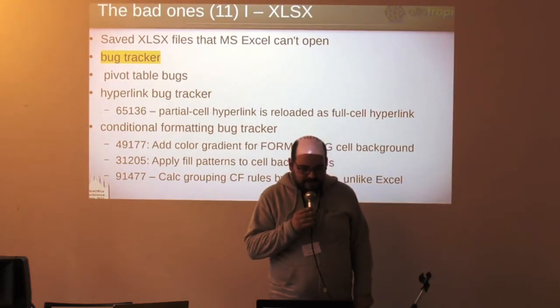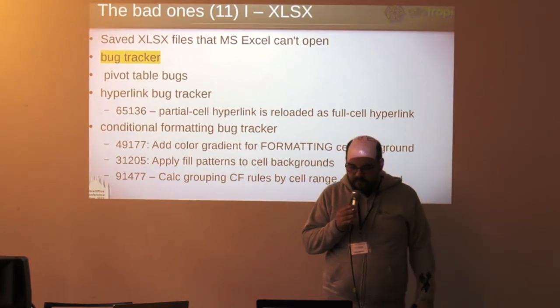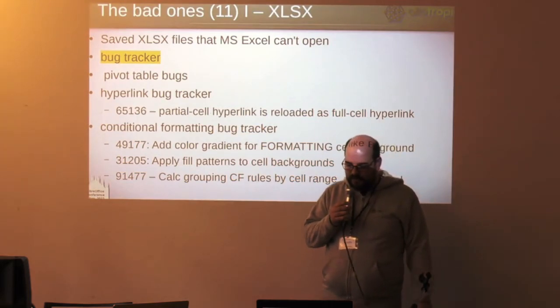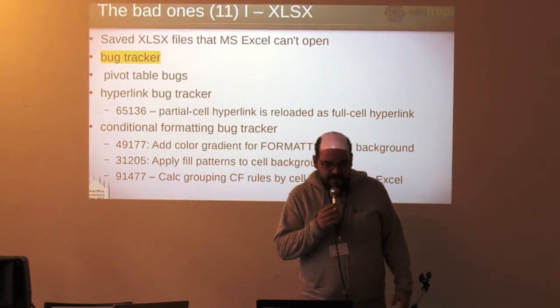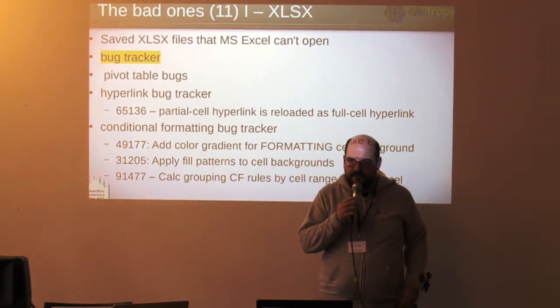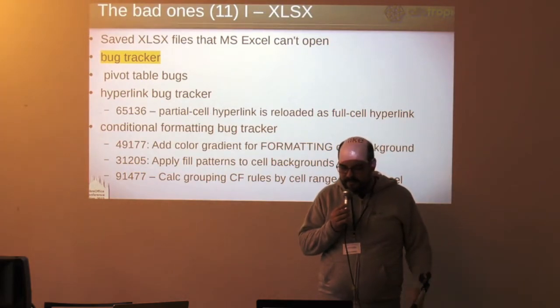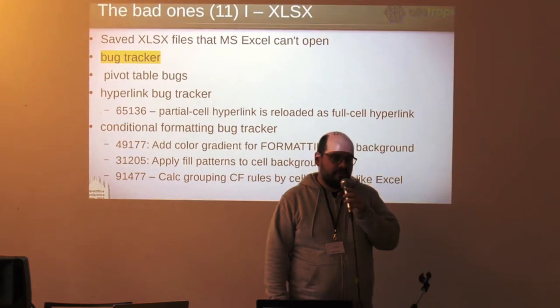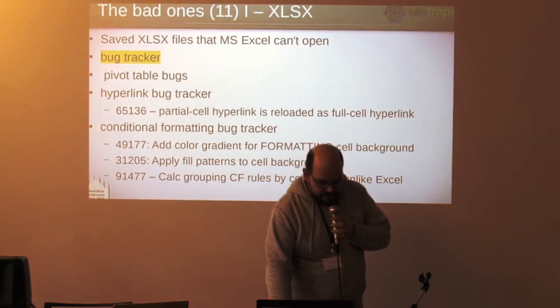We have a little missing feature in hyperlinks, which is a fundamental difference in the philosophy of Excel and Calc, which means in Excel the hyperlink is a cell level feature, and in Calc it's a text level feature, and we should really develop this in the long term. And conditional formatting is again festering since a long time. I won't go into details, but you can conditionally format your Excel files in a lot more ways than in Calc.